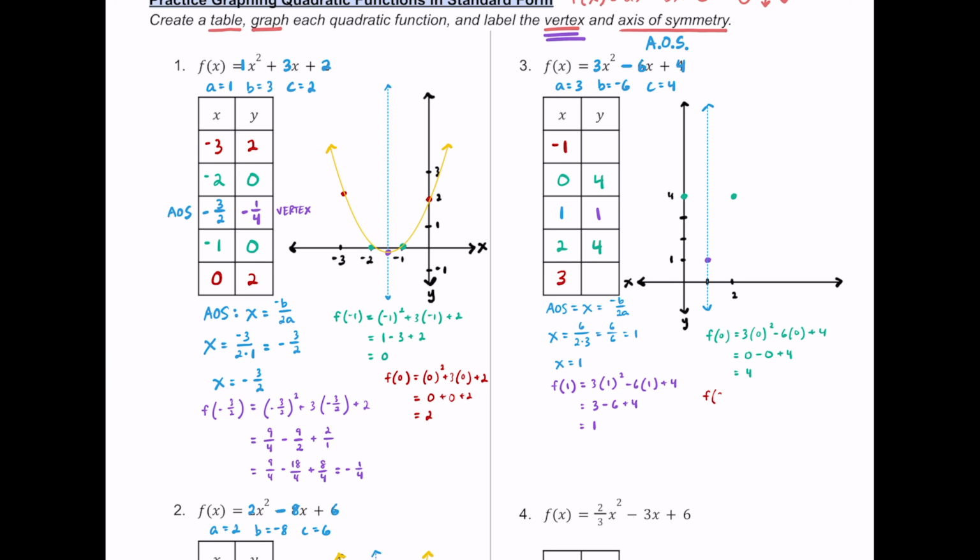So let's do f of 3. F of 3 should equal 3 times 3 squared minus 6 times 3 plus 4. So 3 times 3 squared. 3 squared is 9, times 3 is 27, and then 6 times 3 is 18, and then plus 4. 27 minus 18 is 9. 9 plus 4 is going to be 13.